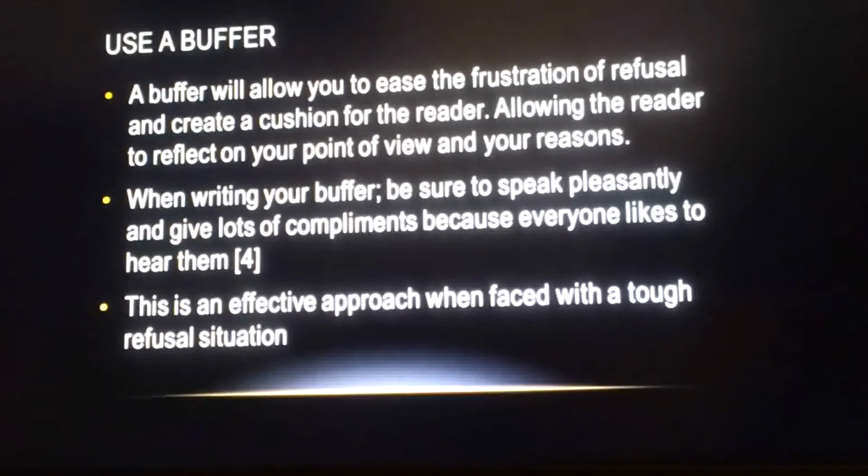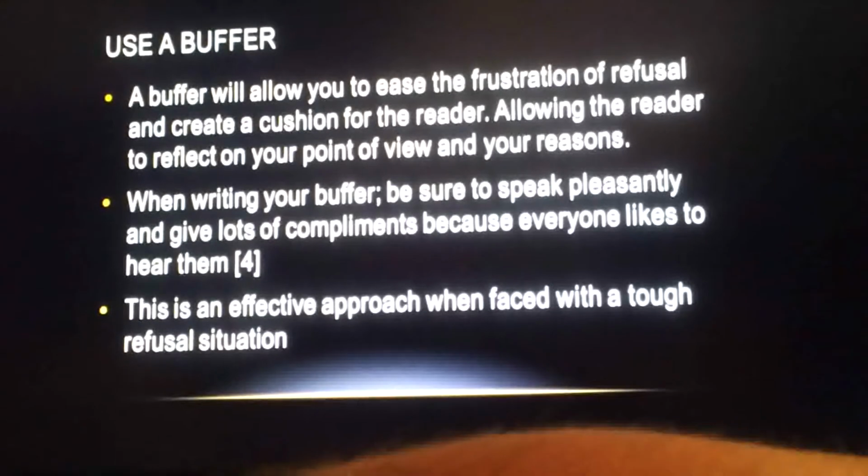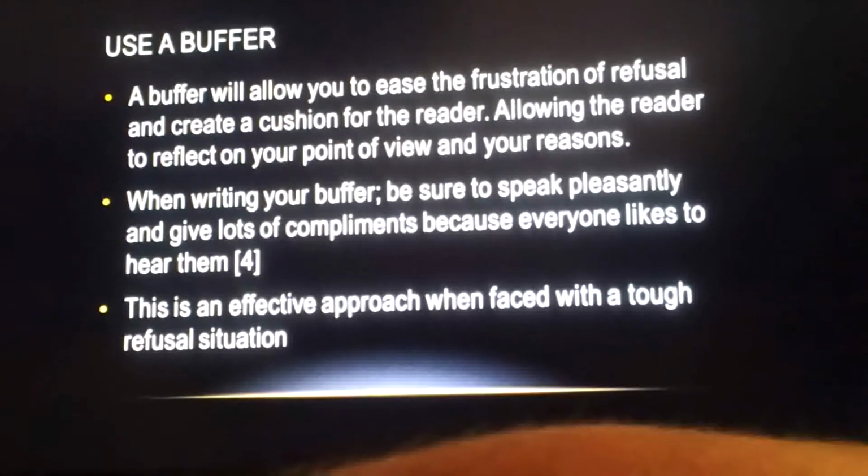When writing your buffer, be sure to speak pleasantly and give lots of compliments because everyone likes to hear them. This is the effective approach when faced with a tough refusal situation, for example, charity organizations or a business meeting.